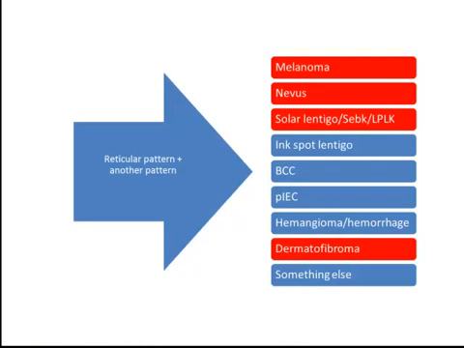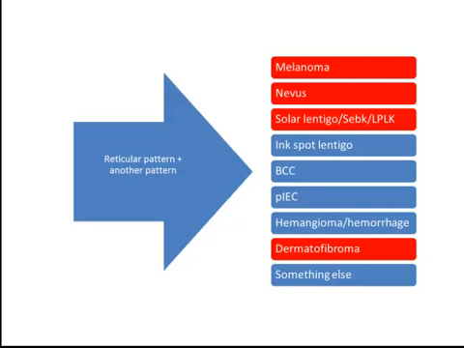Why could it not be an ink spot lentigo? Because an ink spot lentigo usually only has reticular lines and not another pattern. A BCC does not have reticular lines. A pigmented IUC or Bowen's disease does not have reticular lines. A hemangioma does not have reticular lines. So reticular lines plus another pattern has only 4 differential diagnoses.